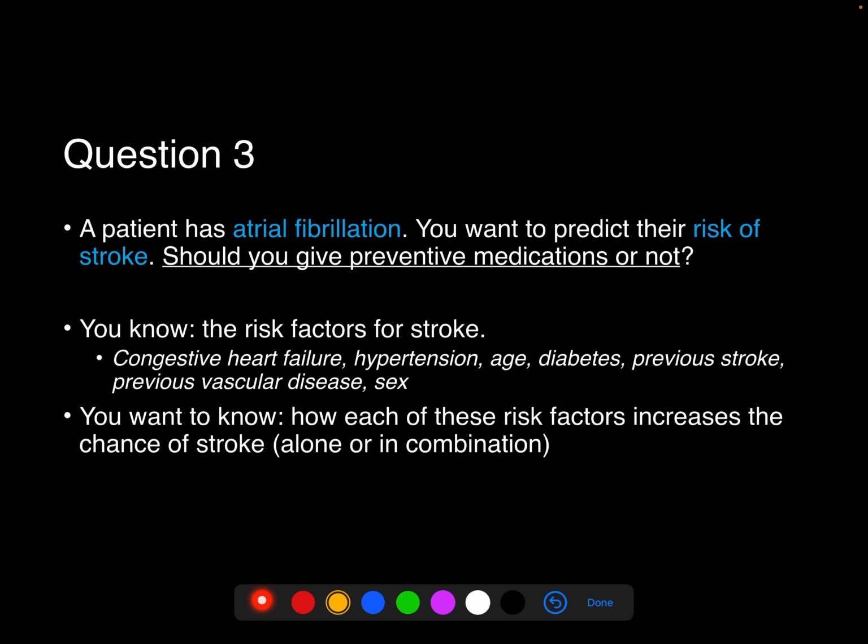Now, a final question. A patient has atrial fibrillation, which is a very simplified, abnormal heart rate. This increases chances of stroke.